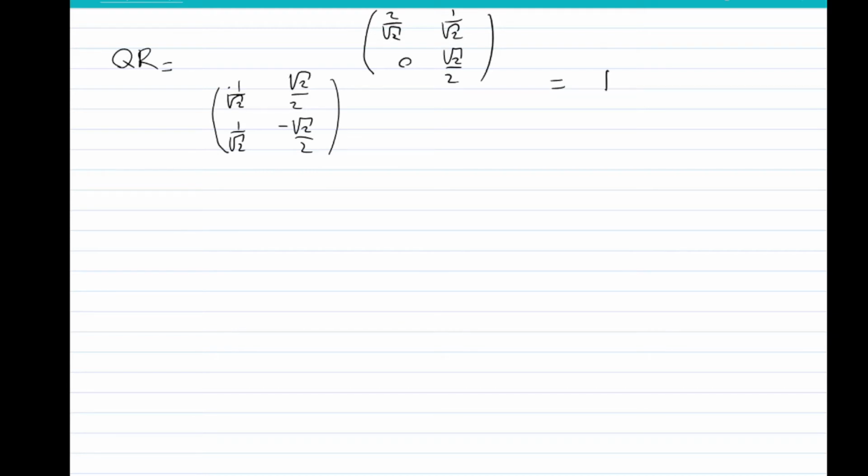That's a 1. Then the 1-2 entry, I go down that second column in the right matrix and first row in the first matrix. So this is 1 over square root 2 times 1 over square root 2. That's a half, plus square root 2 squared over 2, and that's also a half. So that's a 1. This and this is giving me 2 over square root 2 squared, which is a 1. And the last entry is 1 over square root 2 squared, so that's a half, minus a half, so that's 0. And this is indeed A. So that checks, okay?